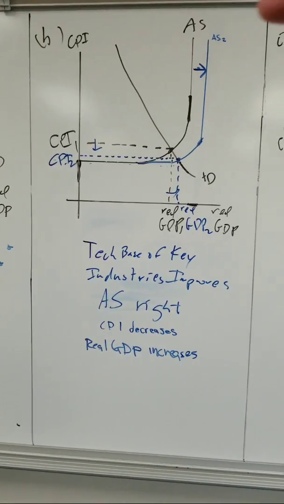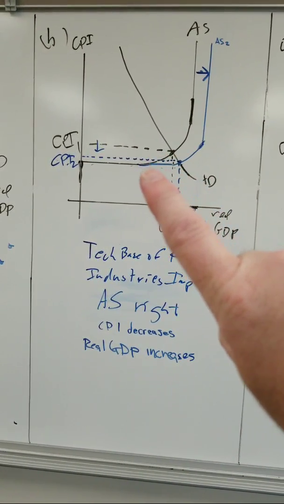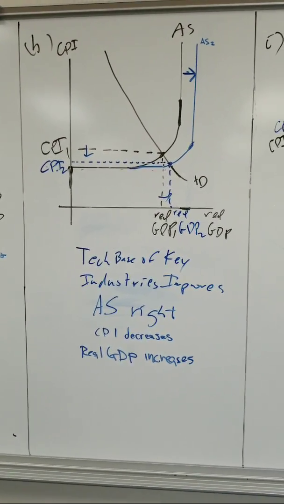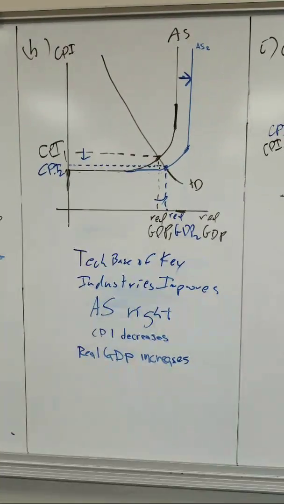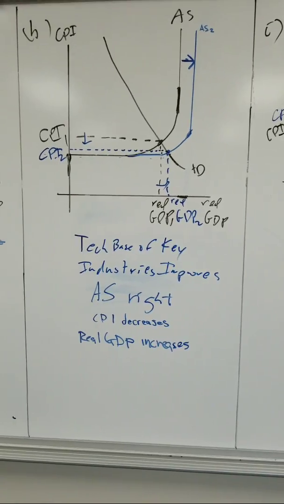So that means the classical segment of AS is shifting to the right, the intermediate is shifting to the right, and the Keynesian is lengthening to the right. Since we started in the intermediate segment, and again, not long enough to leave that segment, we see a drop in the CPI from CPI 1 to CPI 2, and we see an increase in real GDP from real GDP 1 to real GDP 2. So that's the correct answer.